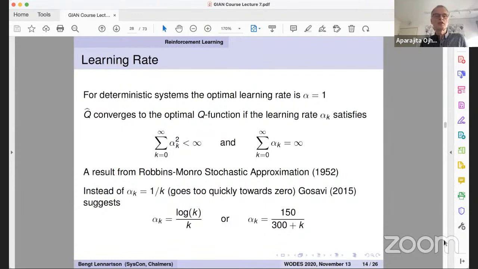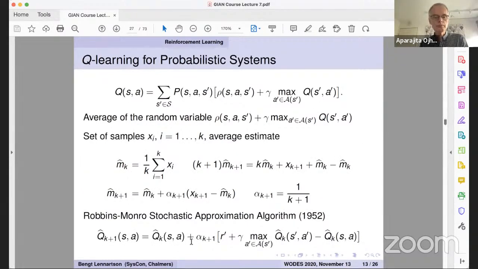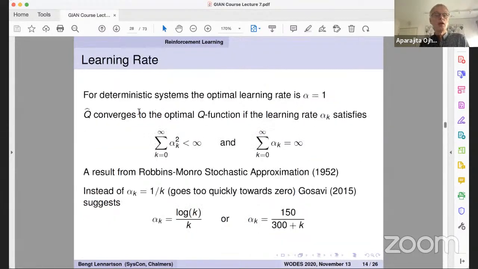For a deterministic system, the optimal learning rate is alpha equal to 1. So that means that we go fully for what we have here. But since we have, so to say, also stochasticity, we also need to trust a little bit on the former estimate.